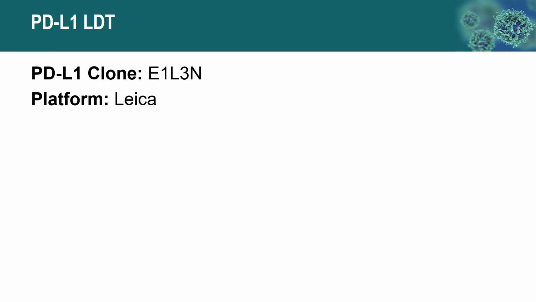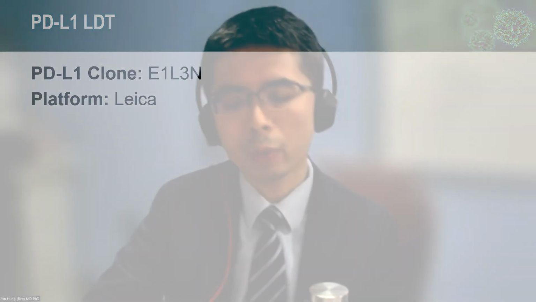Tell us, how do you perform PD-L1 testing within your own institution? So at the Massachusetts General Hospital, we perform PD-L1 using the clone E1L3N from Cell Signaling. And the staining platform we use is Leica Bond. And so we use E1L3N as the PD-L1 clone and the whole package as a laboratory-developed test. So you're using that for all different tumor types?